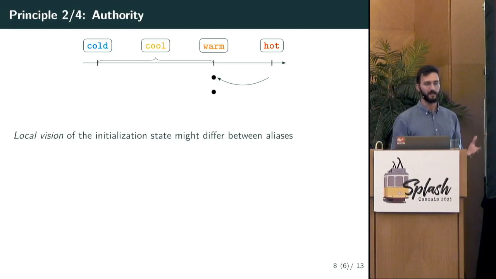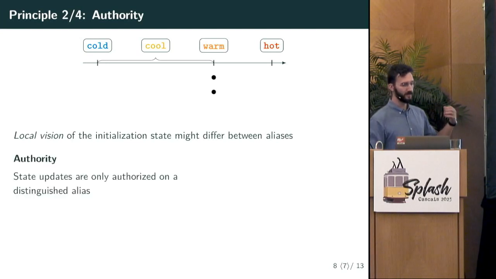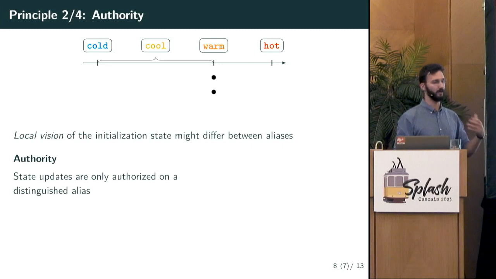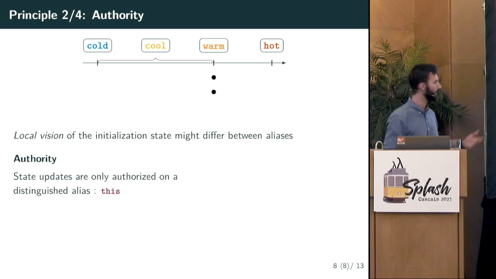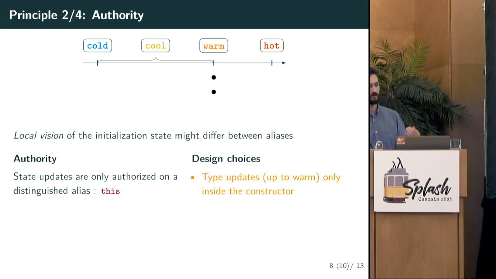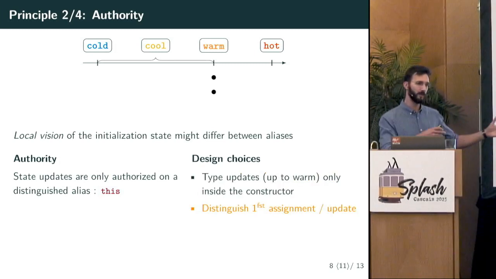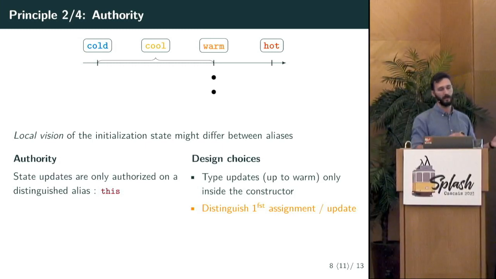So in the presence of aliasing, to ensure monotonicity, you need this notion of authority, which means that state updates are only authorized on a distinguished alias. A natural candidate for this distinguished alias is the this pointer, among all of the aliases of the object. In practice, in the minimal calculus, we only authorize the typed updates, so the object getting hotter inside the constructor. And we distinguish between first assignment, when a field changes from uninitialized to initialized, and updates of a field.